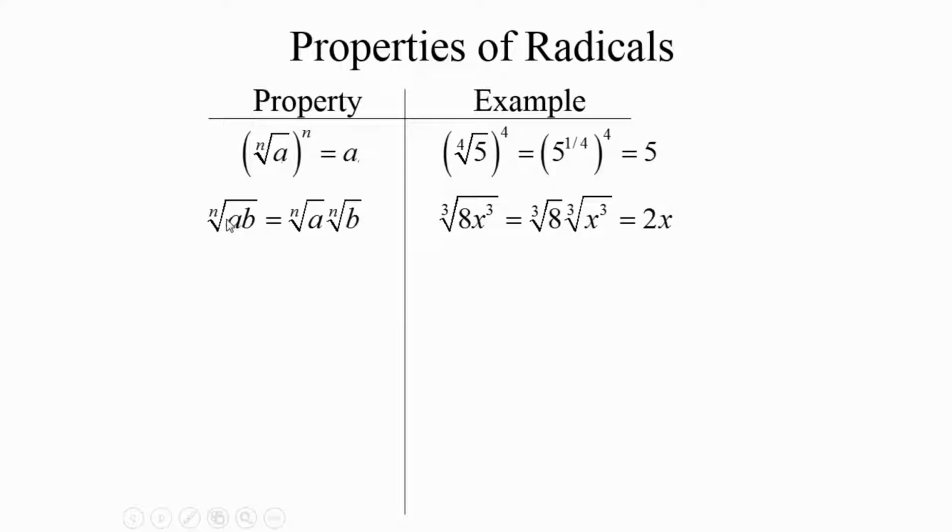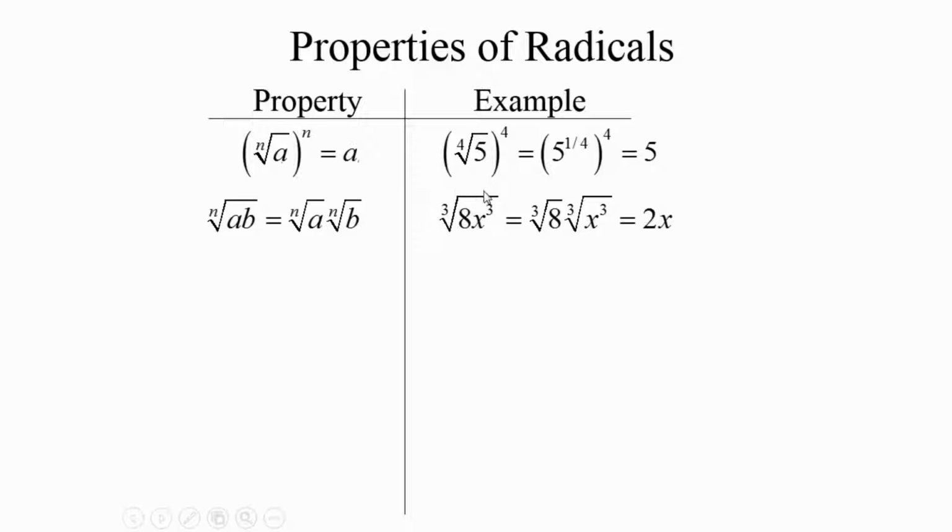Second property of radicals. If you have a radical with multiplication of two terms under the radical, so here you have the nth root of a times b, you can separate these into two radicals, the nth root of a times the nth root of b. Again, only with multiplication you can do that. This you cannot do with addition and subtraction.